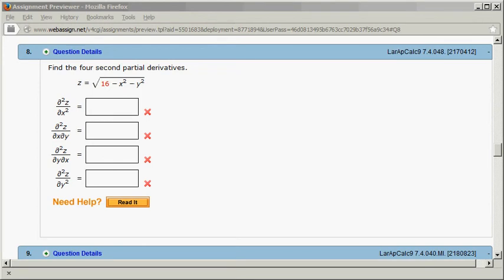All right, let's look at the homework 7.4, 7.5, problem number 8. So we have a function of two variables, and we want to find all these second partials. So let's do a second partial with respect to x, then with respect to y.